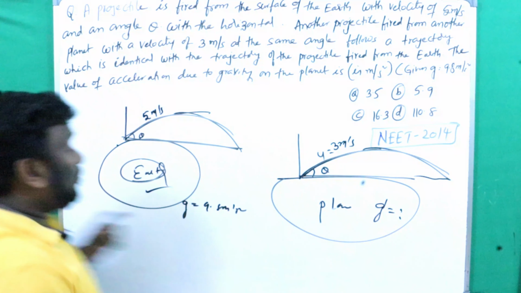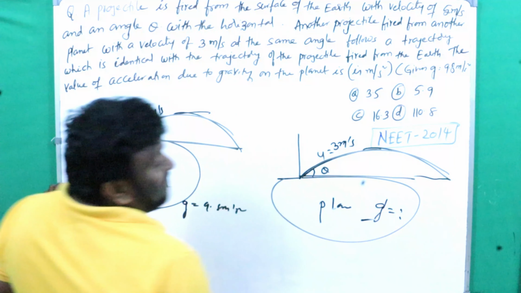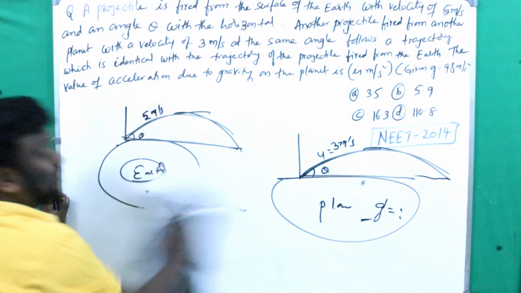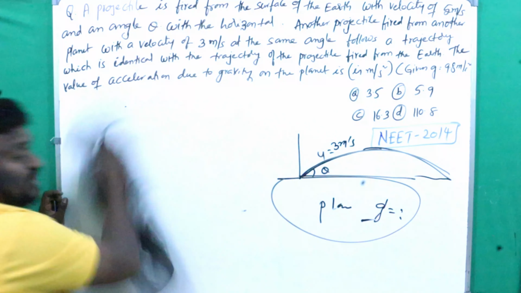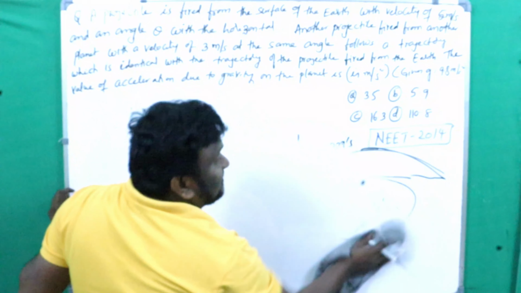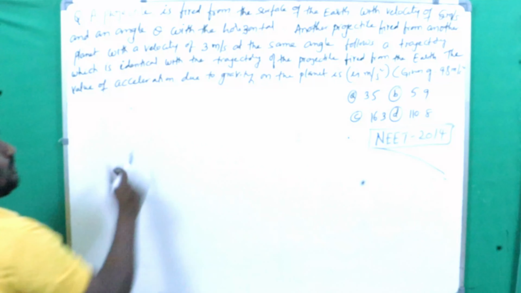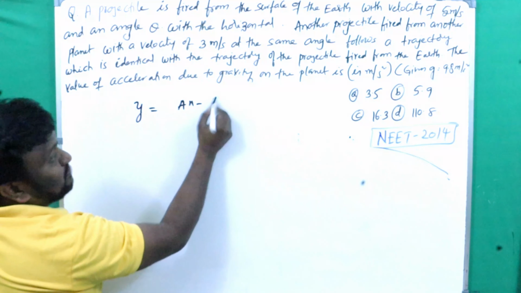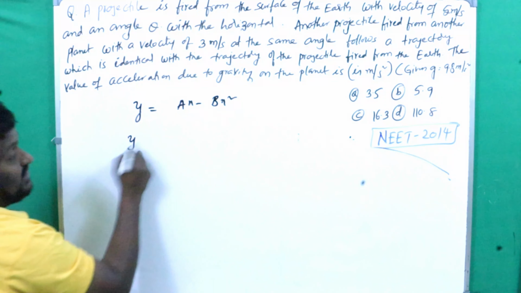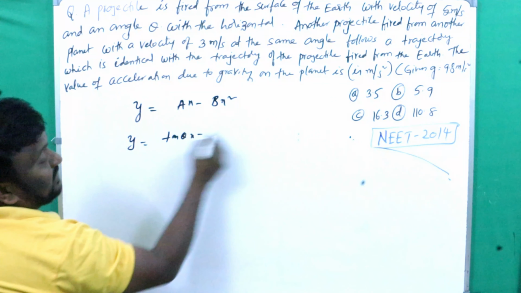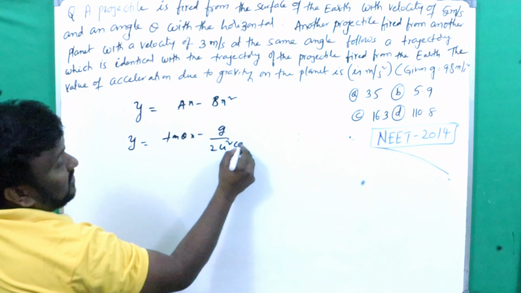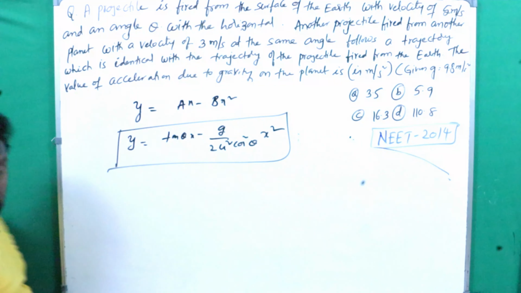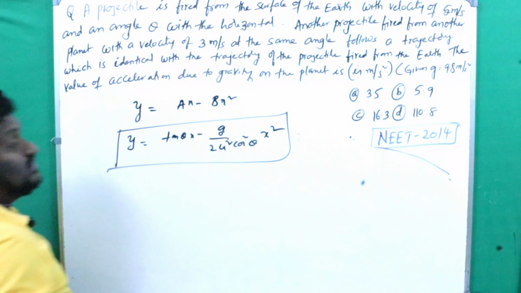Now what do you have to find out? We want to find out the value of g on the planet. That is the question here. Clear? So both have identical paths, or identical trajectories. Then obviously, for a projectile we have the formula y is equal to ax minus bx square. That means y is equal to tan theta x minus g by 2u square cos square theta into x square. This is the equation that represents the parabolic path. What is a parabolic path? Clear?